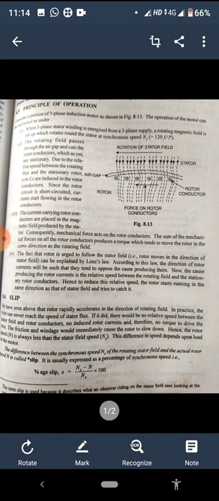In the case of a three-phase induction motor, we supply the three-phase supply to the stator winding. Then the flux is produced, which is shown by these dotted lines with arrows from upside to downside. This flux produced in the stator winding will rotate at a speed of 120f/p, which we discussed in the last class.